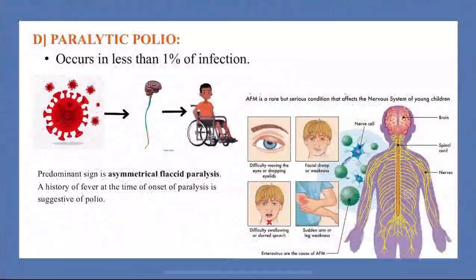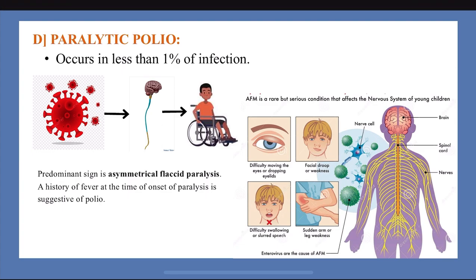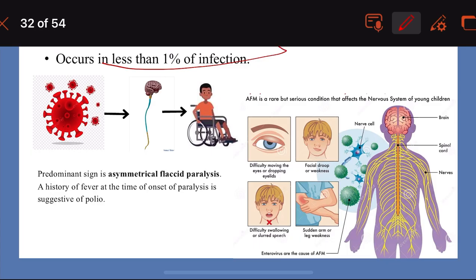Moving further to the paralytic polio. The paralytic polio, this is the most important aspect. It occurs in less than 1% of the infections, very important, less than. Let's not forget it. It is less than 1% of the infections, where the virus will affect the central nervous system, resulting in the paralysis.